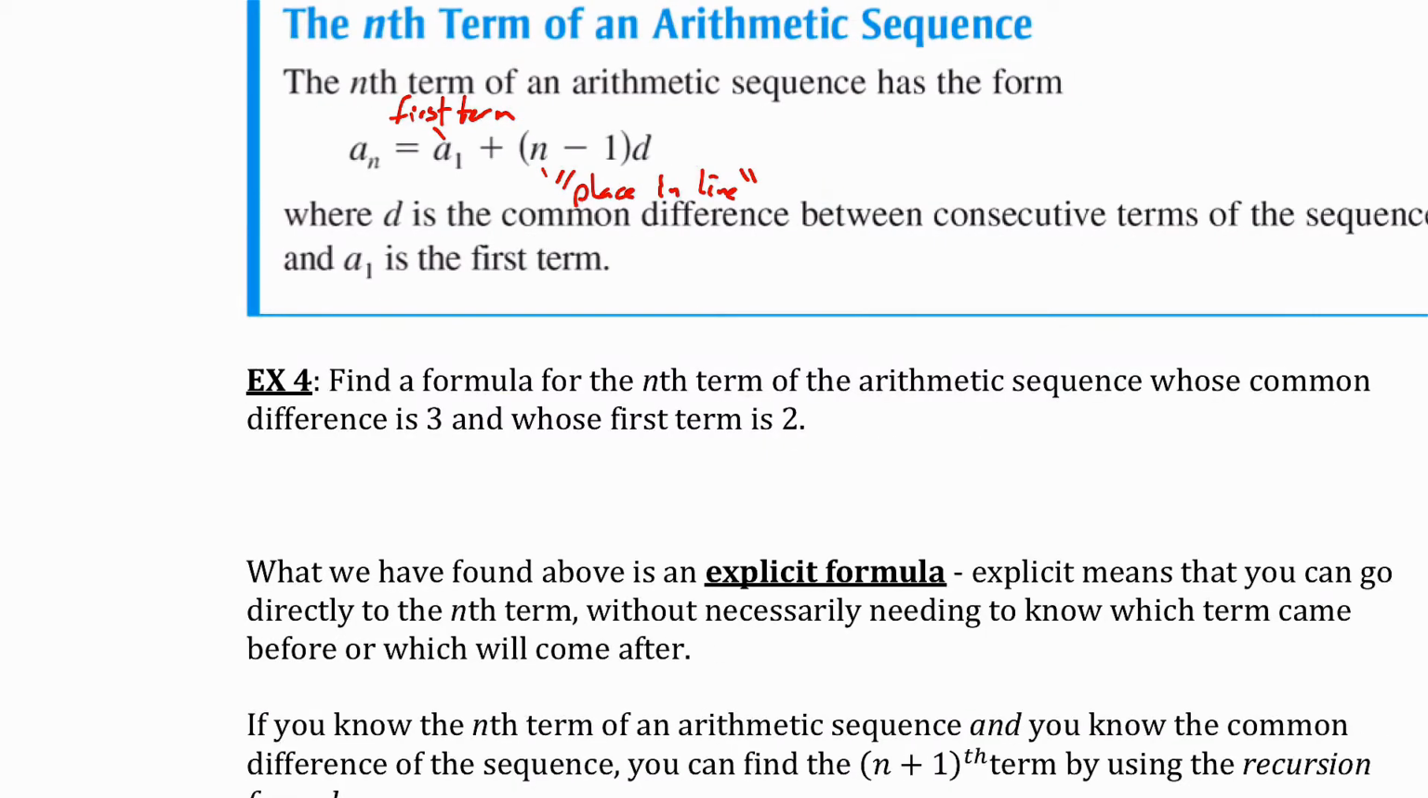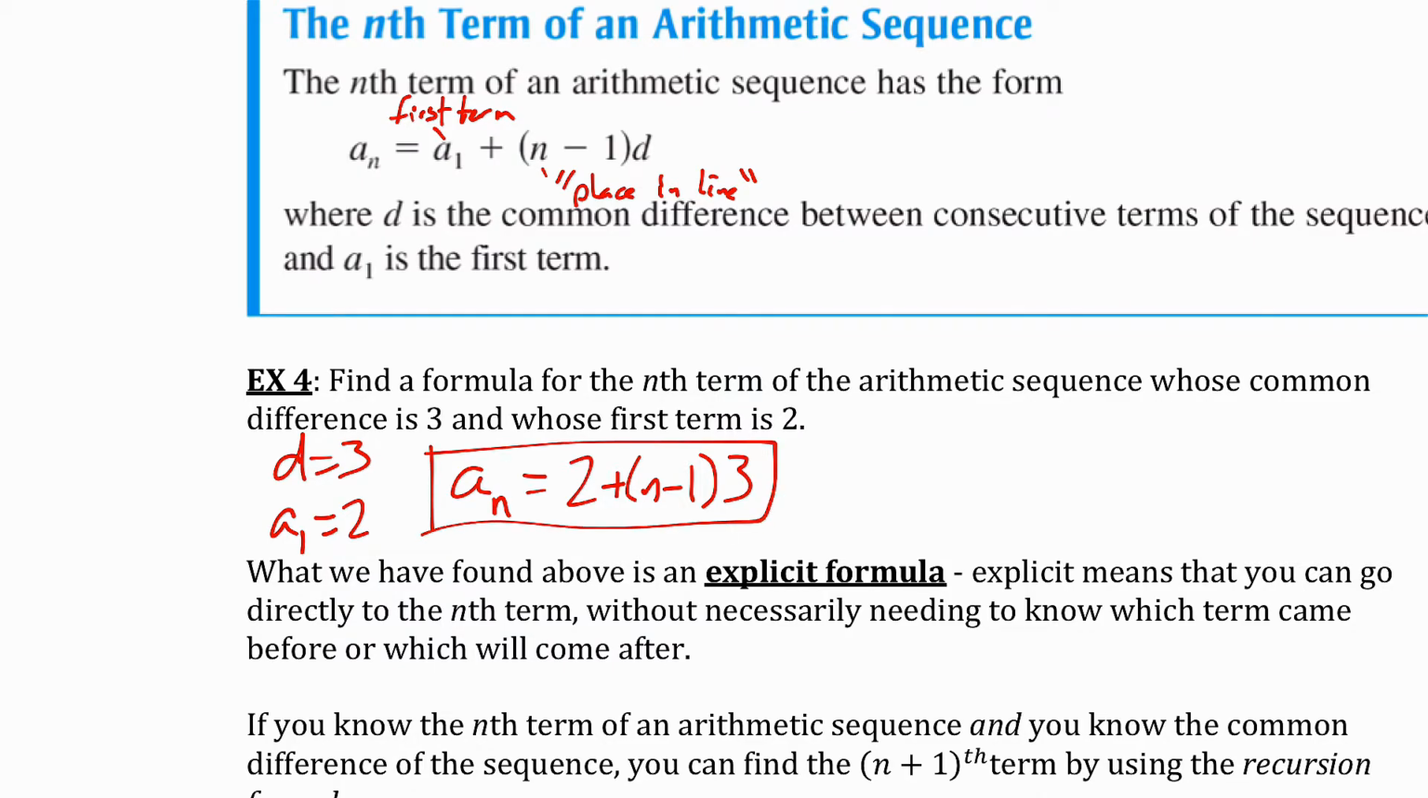So we're asked to find the formula for the nth term of an arithmetic sequence whose common difference is 3. Let's just write that down. d equals 3, and whose first term is 2. So we've got a sub 1 equals 2. Filling that in, we're going to have a sub n equals first term 2 plus our n minus 1 times our common difference of 3. And that is a perfectly acceptable form.